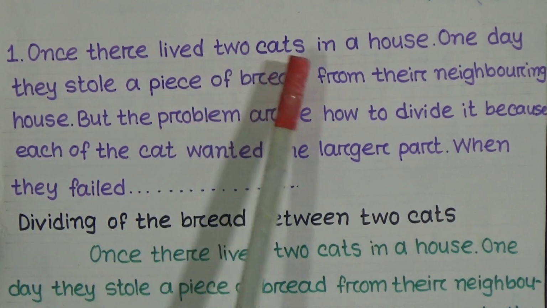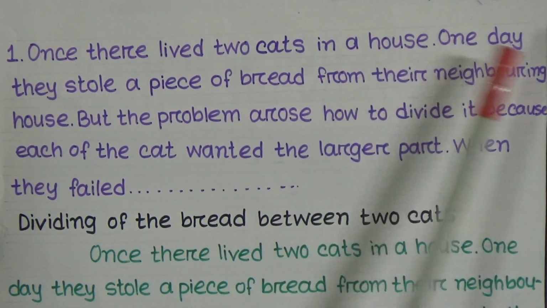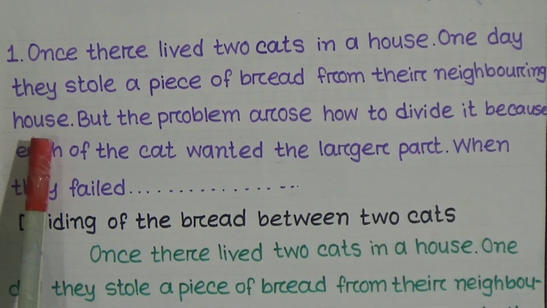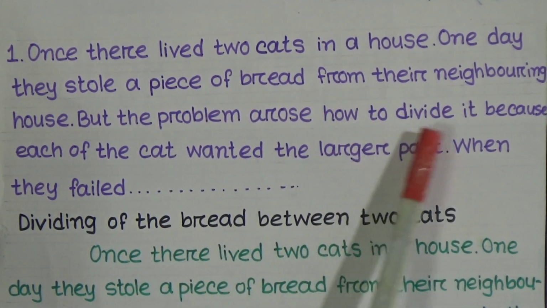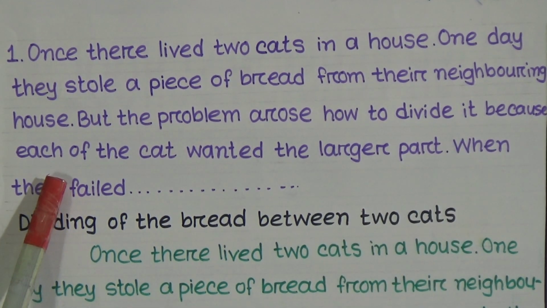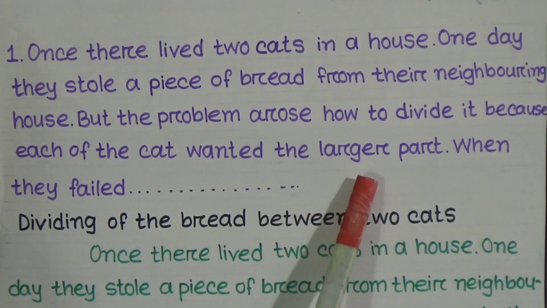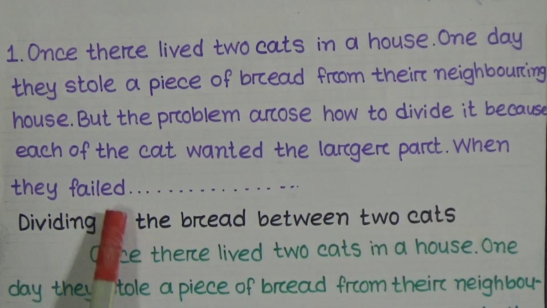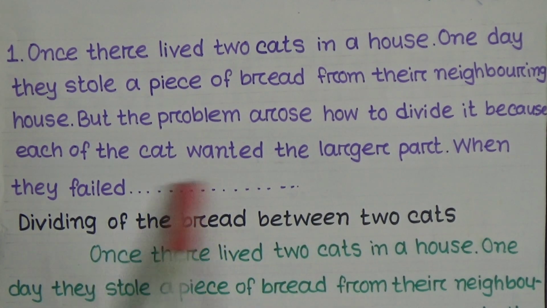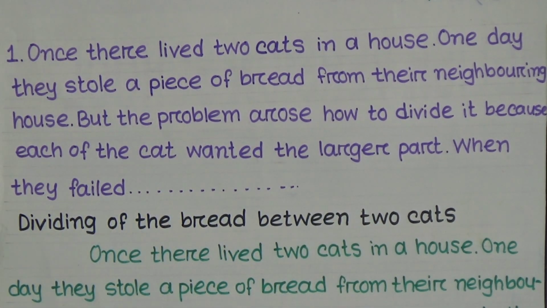Once there lived two cats in a house. One day they stole a piece of bread from their neighboring house, but the problem arose how to divide it because each of the cats wanted the larger part. When they failed, and you can see this question, you have to complete the story.